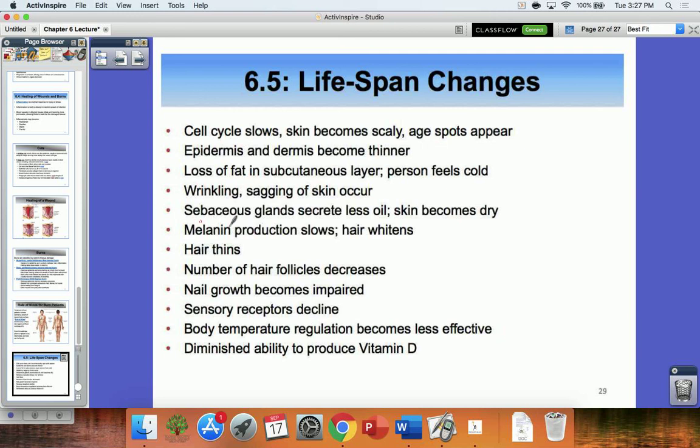One good thing is we don't secrete as much oil, which means that we may not have as much acne as we get older. Our hair is going to gray because the melanin production is going to slow a bit more. We won't be able to produce vitamin D as much. That's why we have to make sure that we regulate our diets. Things that our skin used to do just kind of slow down a lot. Okay, so that's the end of this chapter.